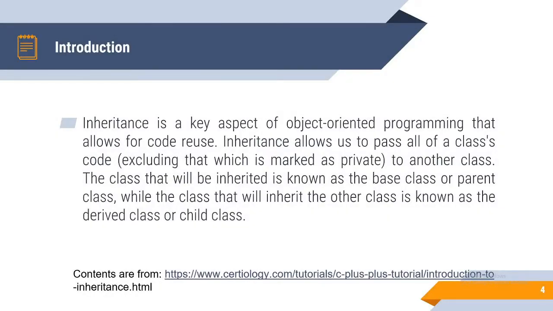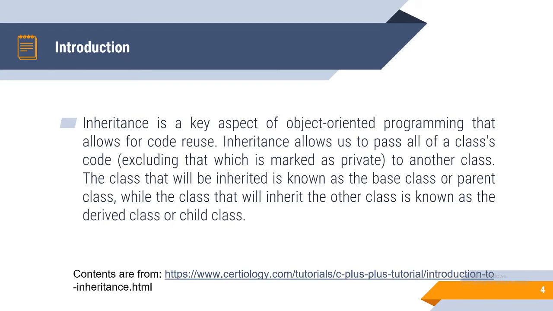Introduction. Inheritance is a key aspect of object-oriented programming that allows for reusing of code. Inheritance also allows passing all the code, including that which is marked as private, to another class. The class that will be inherited is known as the base class or parent class. And the class which will inherit the base class is what we call a derived class.